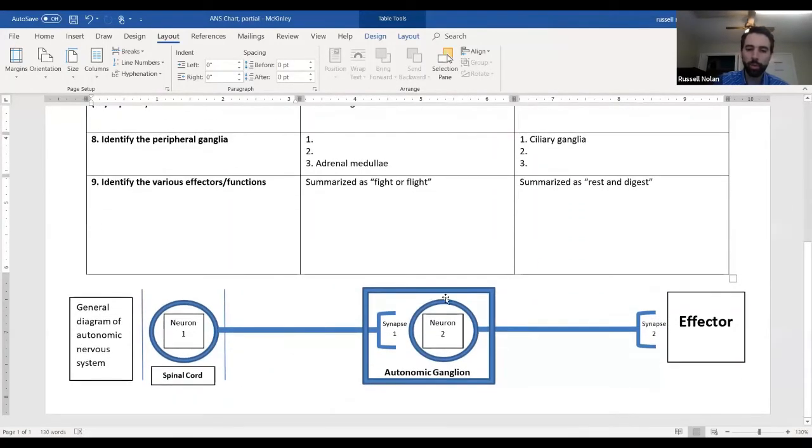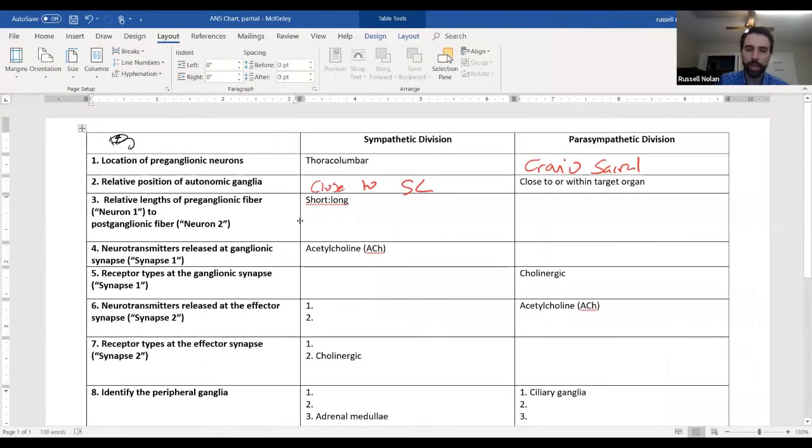So think about this. If we take the ganglion and we shift it closer to neuron 1, because sympathetic is close to the spinal cord, when we shift this closer to the spinal cord, what happens to neuron 1? It gets shorter, and what happens to neuron 2? It gets longer. So that ties into row 3, relative lengths of preganglionic fiber to the postganglionic fiber. So that's short, long, and then of course that makes this long, short. And you'll notice that a lot of these rows end up kind of tied together.